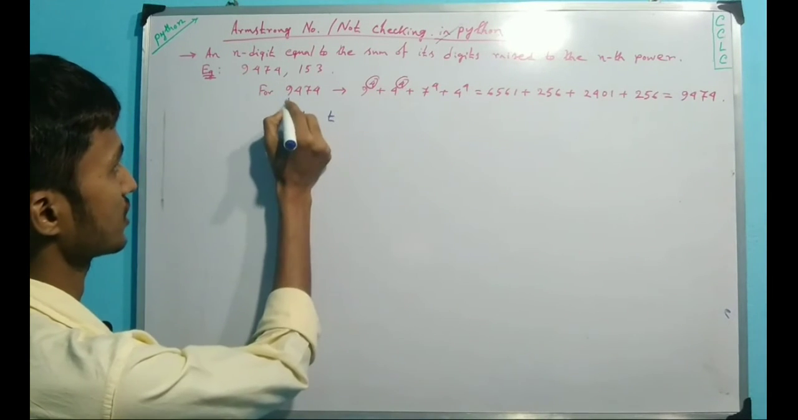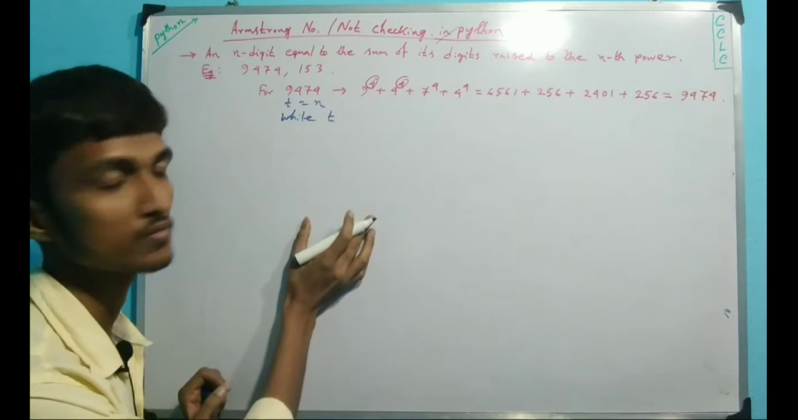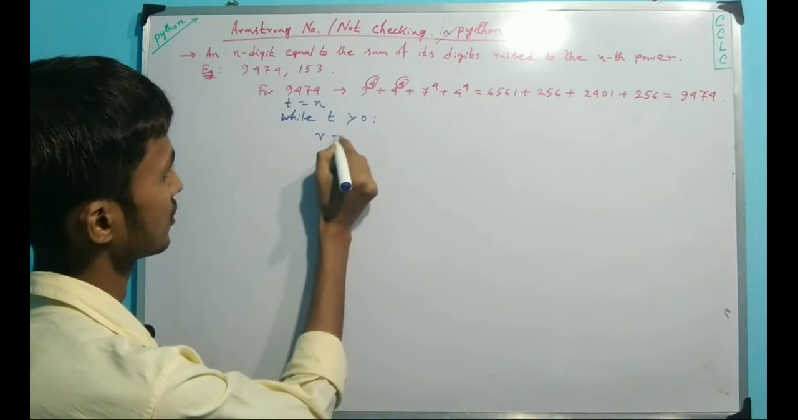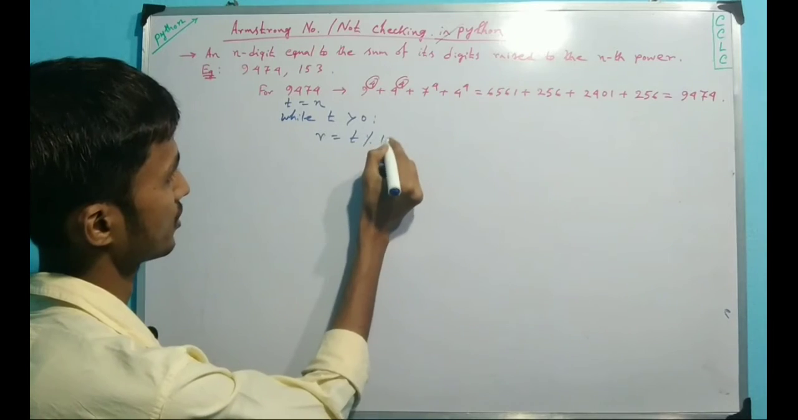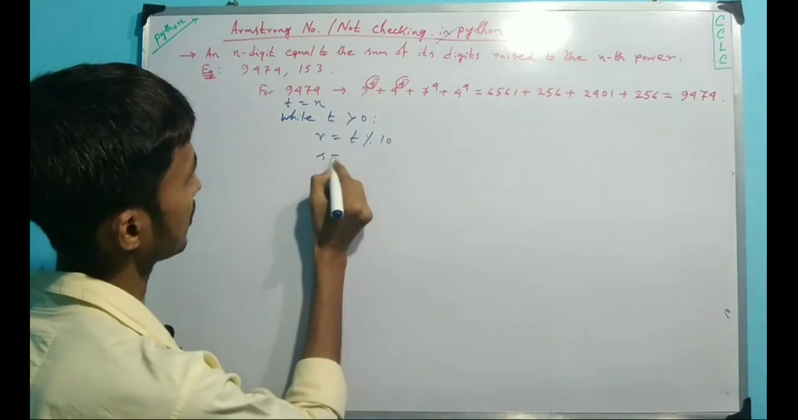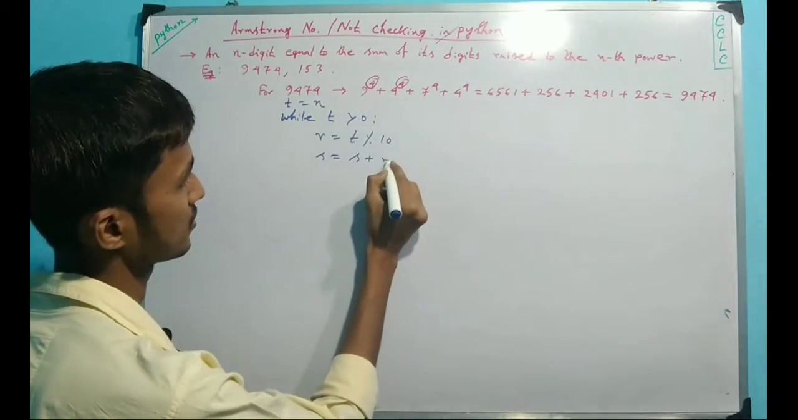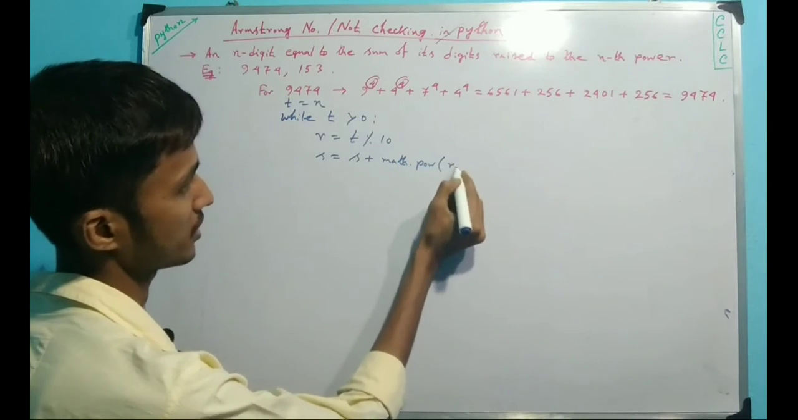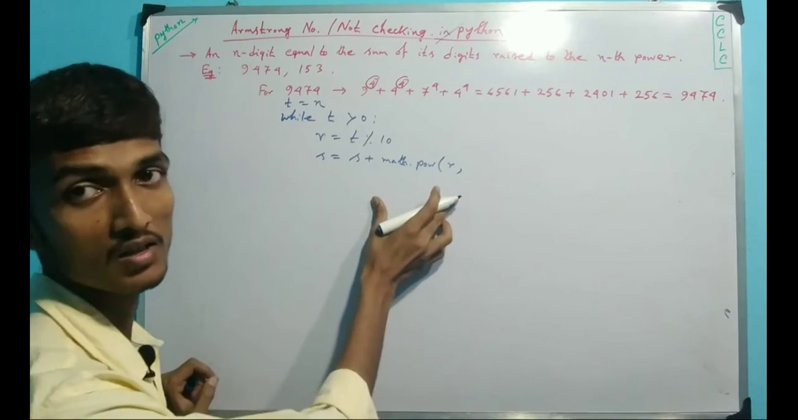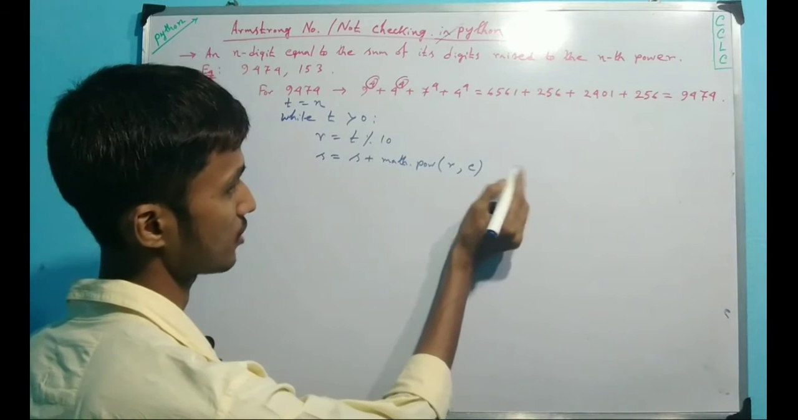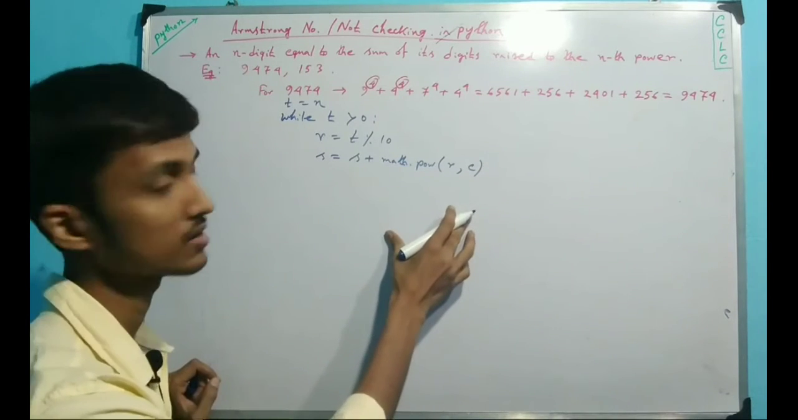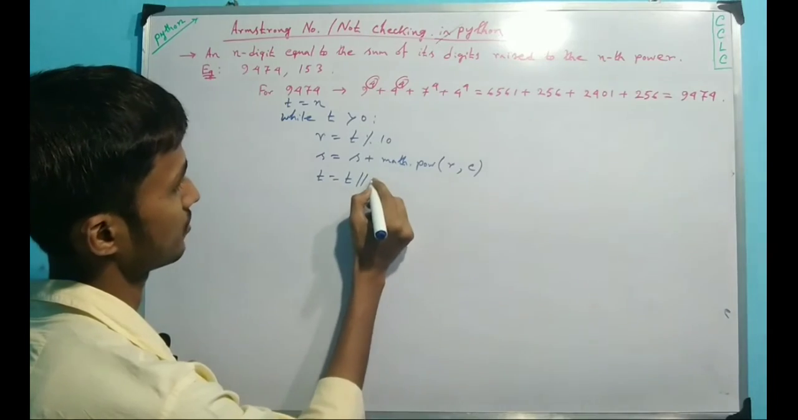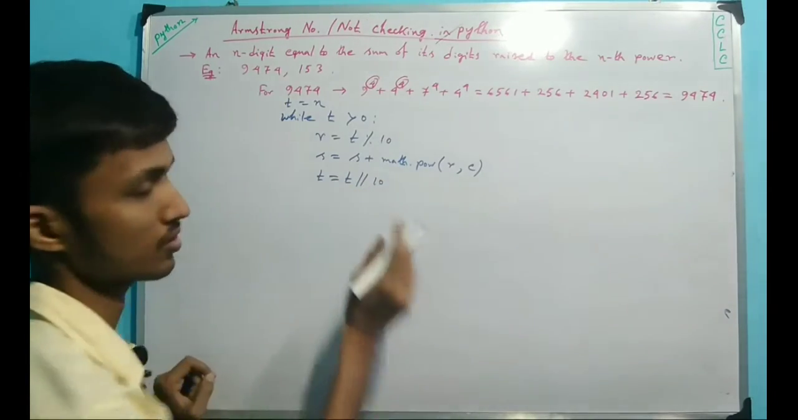Next, first initialize t equals to n, while t greater than 0, remainder r equals t mod 10, s equals s plus math.pow(r, c), c is counting digit. Next, t equals t double slash 10, t for quotient.